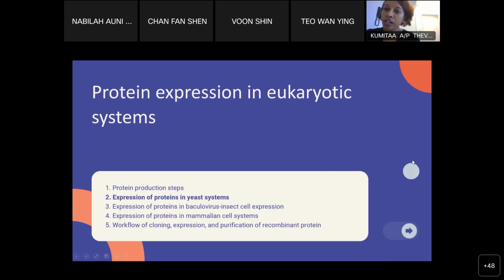All right, so those are the basics of the protein production steps. A lot of it should be almost like a review because we did see a bit of it when we were talking about the bacterial expression systems. So now we'll move on to yeast systems.